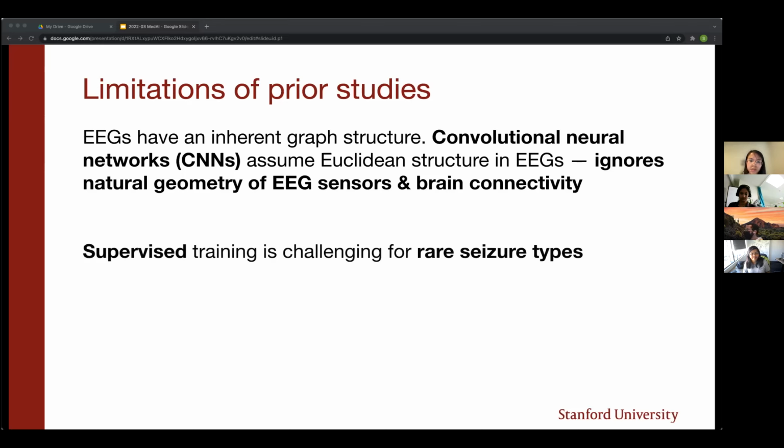And second, most studies use traditional supervised learning approaches. However, certain seizure types are rare by nature. So supervised training requires both data and labels, but it might be challenging to get high performance on rare seizure types. And lastly, all prior studies lack a quantitative model interpretability analysis. Some of the prior studies have shown qualitative heat maps or saliency maps for interpretability, but they did not measure the model interpretability quantitatively.